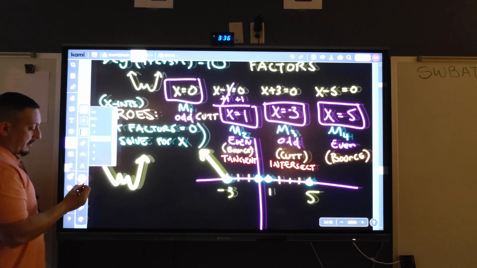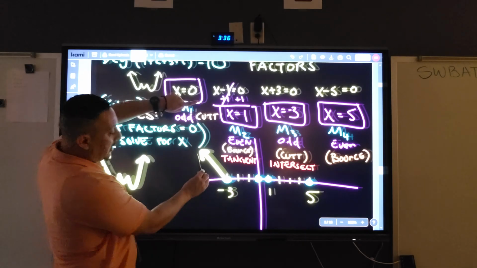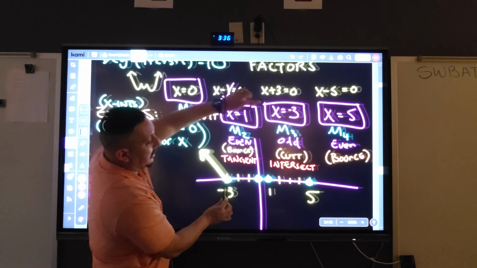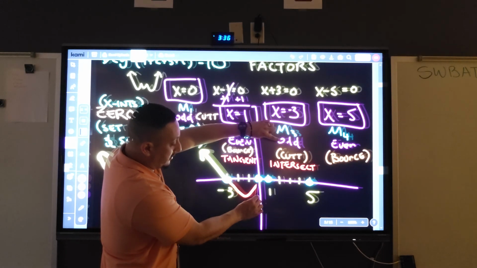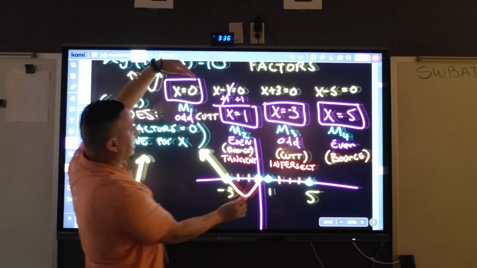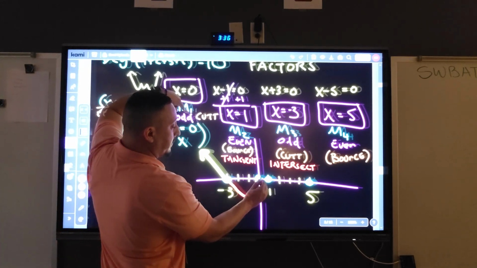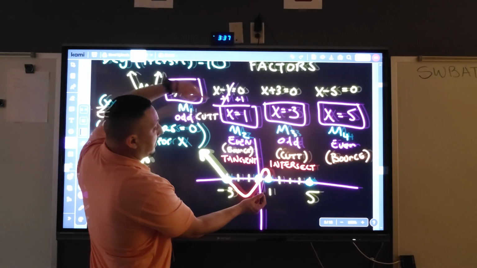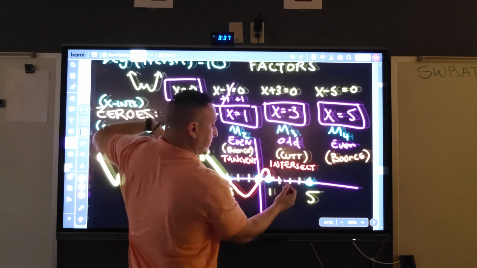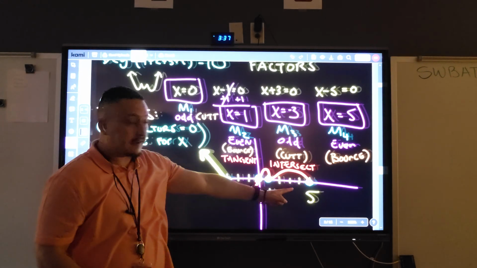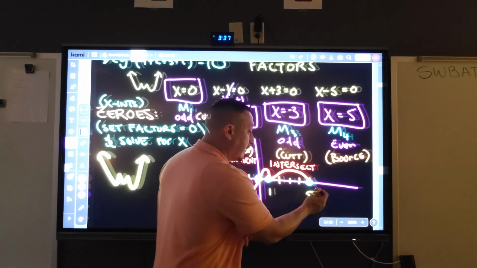Okay, guys, so here's the last part. This is really important that you get this last part. I come in, I hit -3. At -3, I cut, I pass through. So I pass through it, go to the next x-intercept. My next x-intercept is at 0. I cut through, so I pass through 0. Go to the next x-intercept. I hit 1. At 1, I bounce. So instead of passing through, I bounce up. And then I go to 5. And at 5, I bounce. So instead of passing through 5, I bounce up.